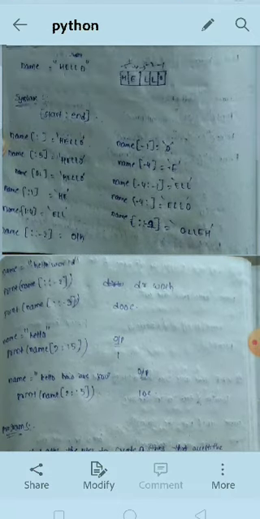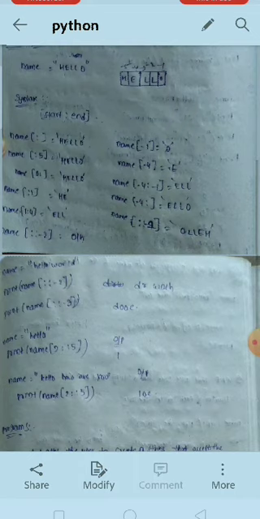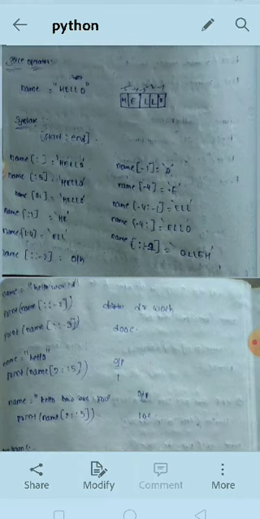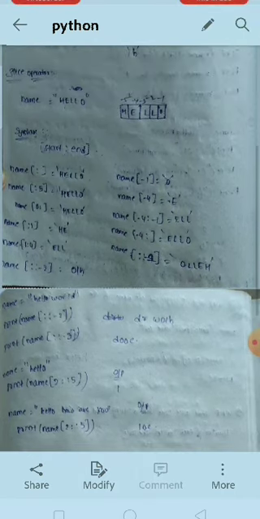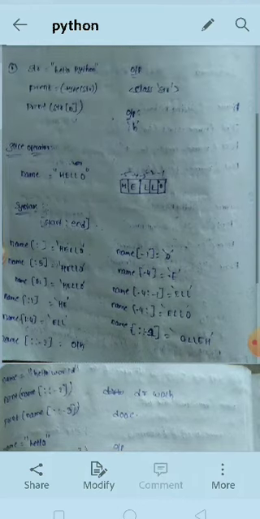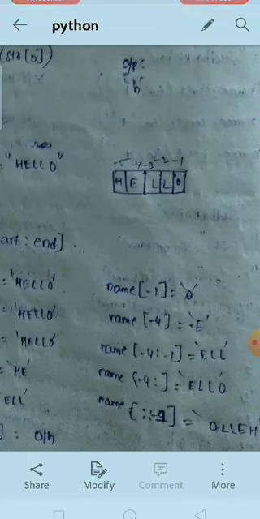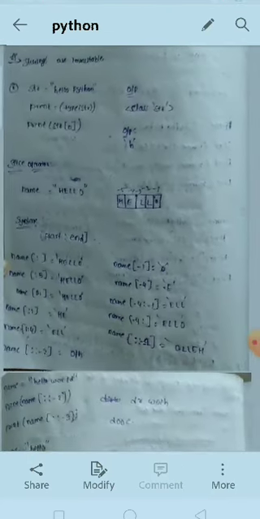Suppose we want to print the given string in reverse order. We have to use two colons followed by a negative index, which gives the reverse order of the given string. We can also access the string by using negative indexes, as shown here. The negative indexes start from -1, -2, -3 and so on, from the last value.